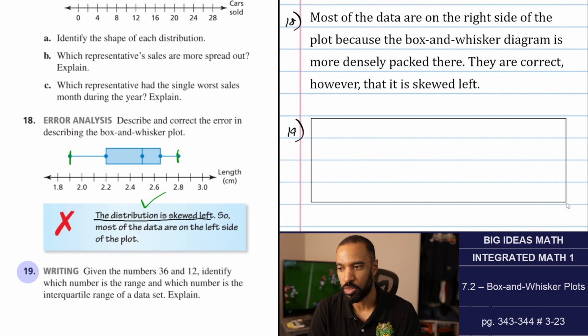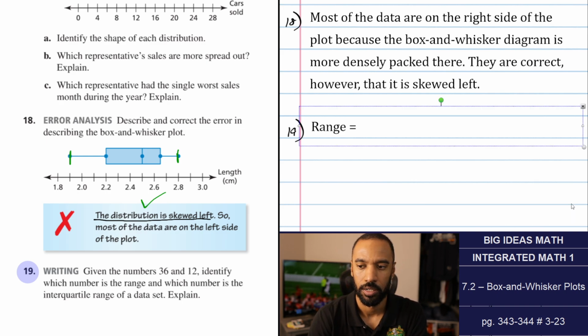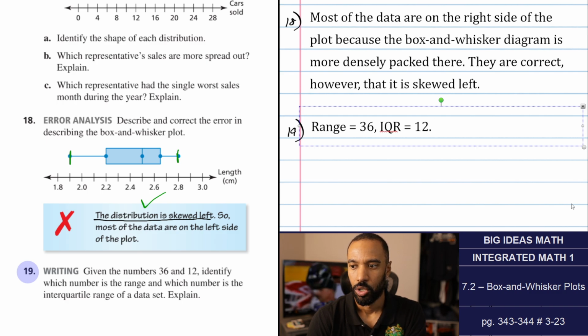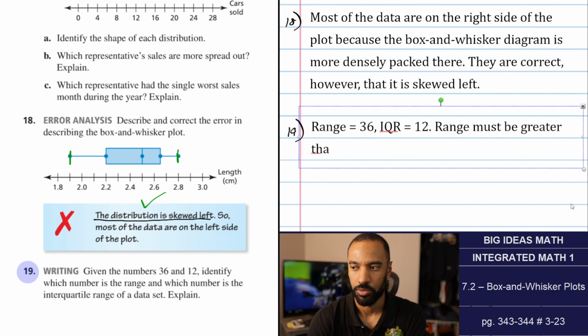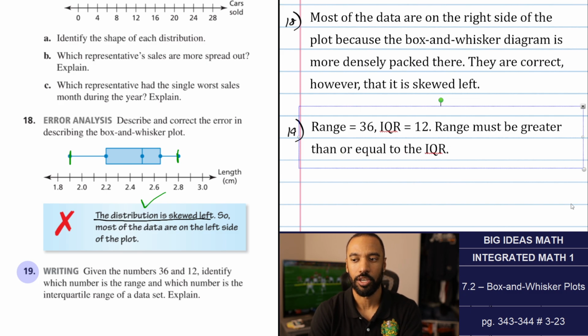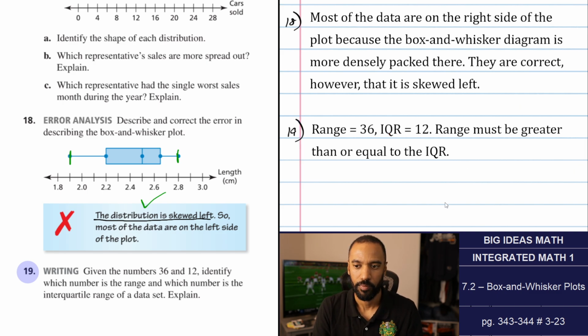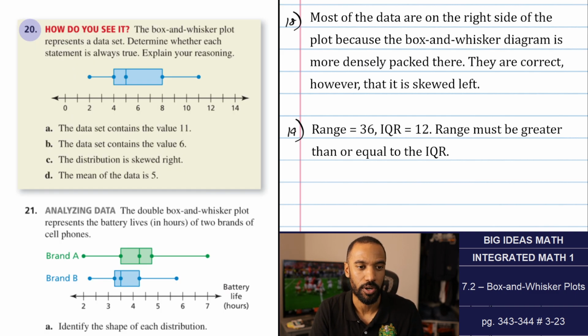But the range must be 36 and IQR equals 12. Range must be greater than or equal to. It's likely going to be greater. I personally have not come across in a math problem before the IQR that's equal to the range, but it's possible to have. I just want to make sure we know that.